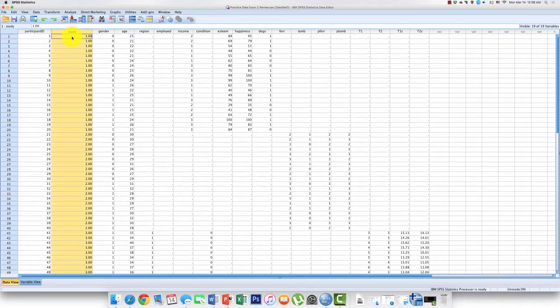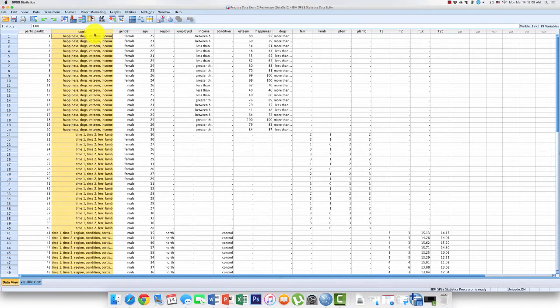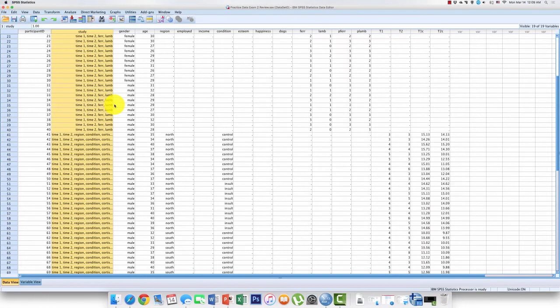Okay, so for study, I just want to point out, don't worry about it. It's just to help you understand the data a lot easier. So this is one study right here, and the variables that you see filled up, these are the variables you're looking for in this particular study. So if I switch this, you'll see happiness, dogs, esteem, income. That's what the study is looking at.